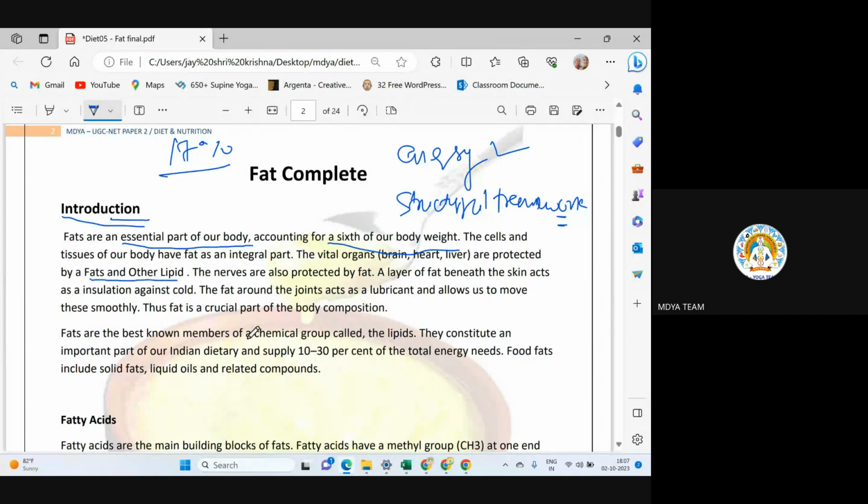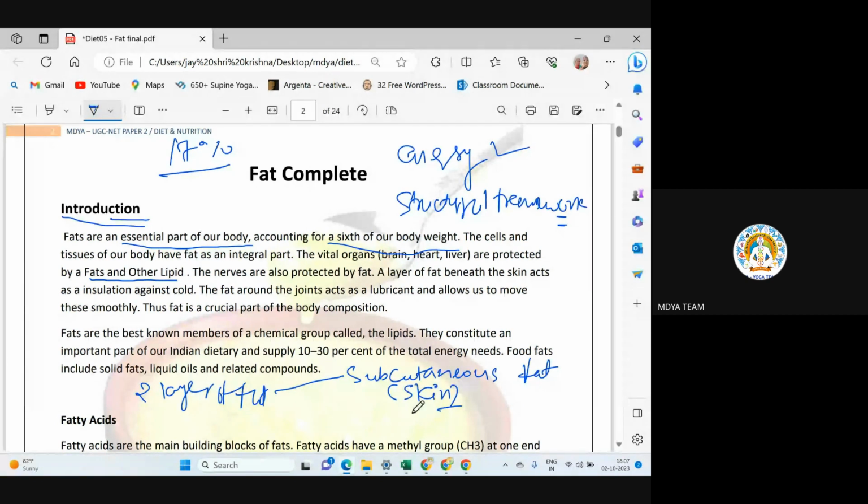So as protection, we have two layers of fat. You can write this down. Two layers of fat we have. One is subcutaneous fat. This layer of fat is present just inside our skin, and this fat layer acts as an insulator that does not allow energy to flow outside our body. So this layer of fat is responsible for maintaining our body temperature.